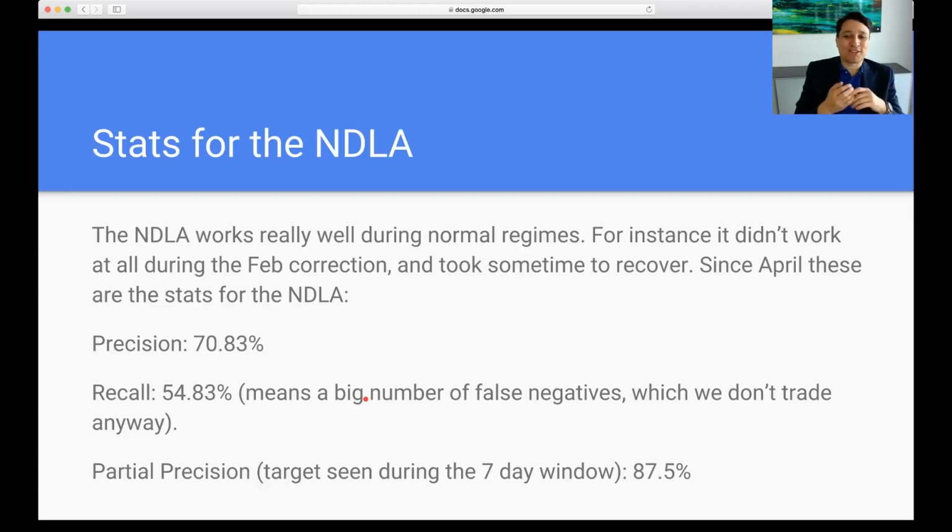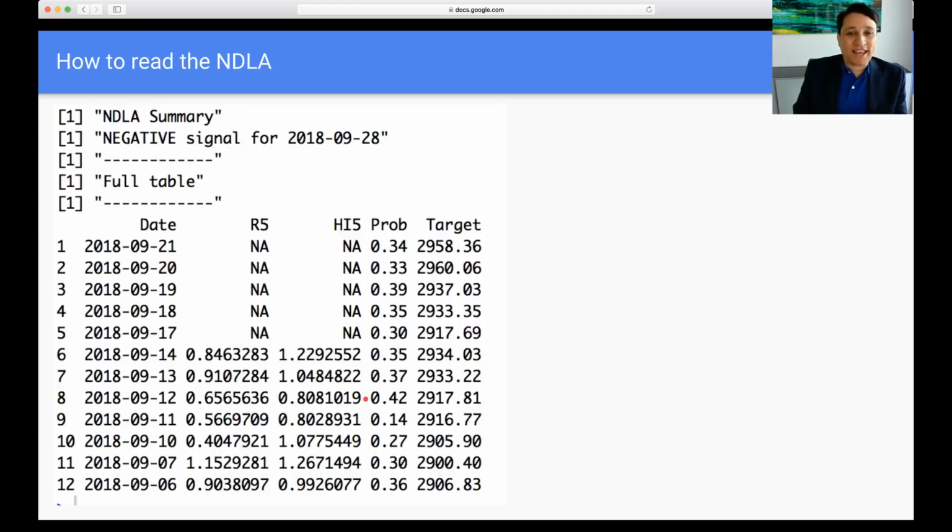I don't have the time to retrain the algorithm, because remember, the NDLA is trained for the 1% move up after 7 days. So the question is, what will happen if I actually train it for within the 7 days? So kind of a different algorithm. The algorithm would look for the 1% up at any time, on any day, within the 7-day window. I don't know. I should retrain it. But even without that training, this algorithm is picking those with a success rate of 87.5%, which is not bad at all.